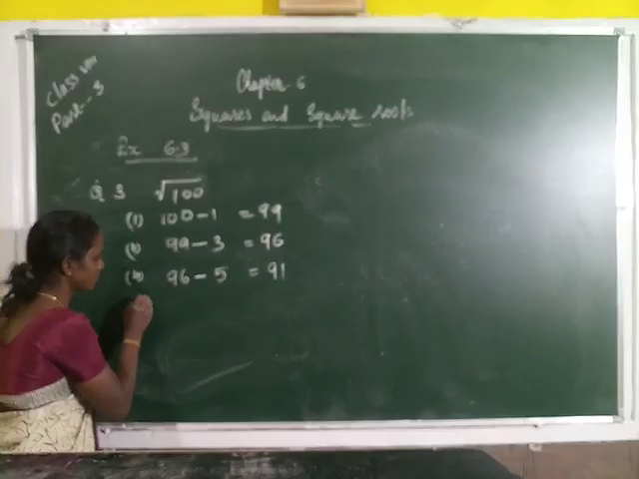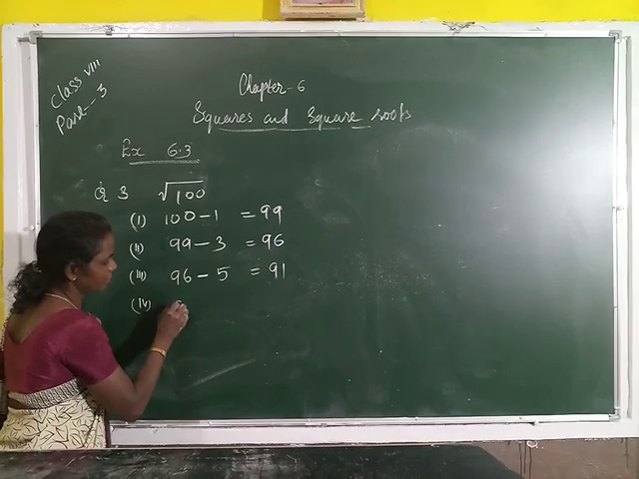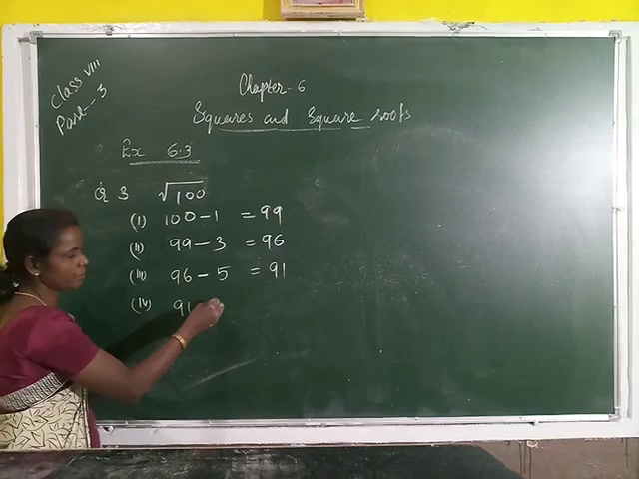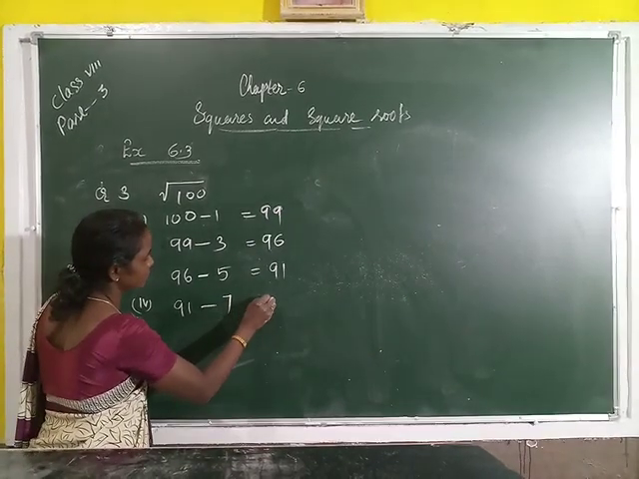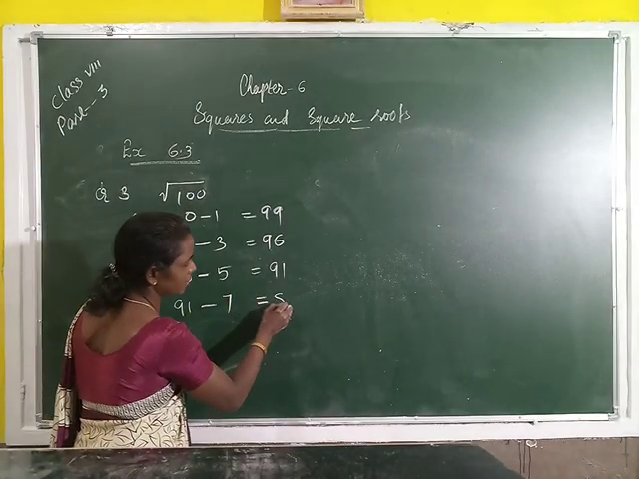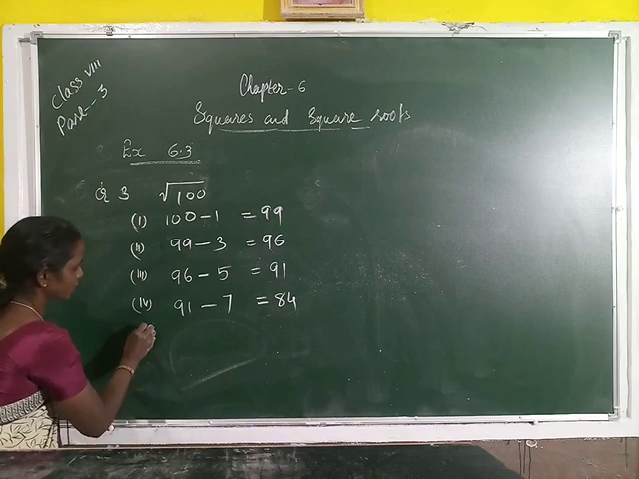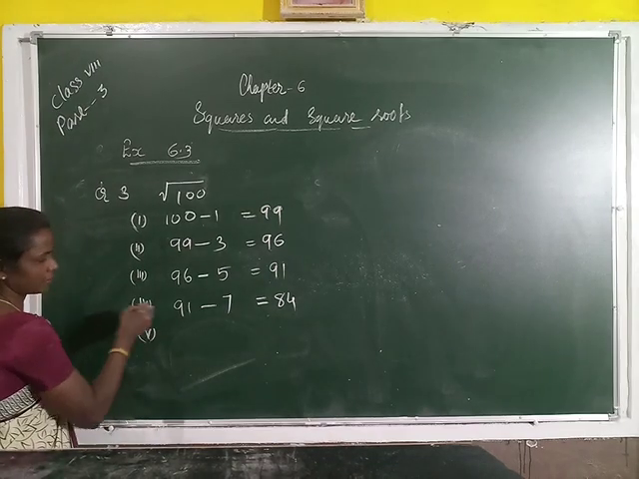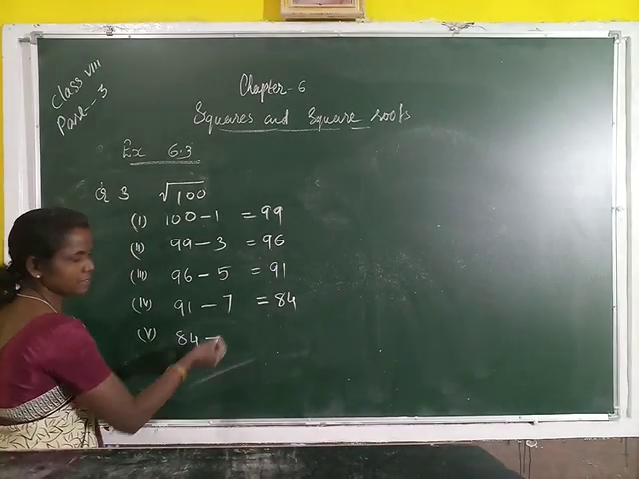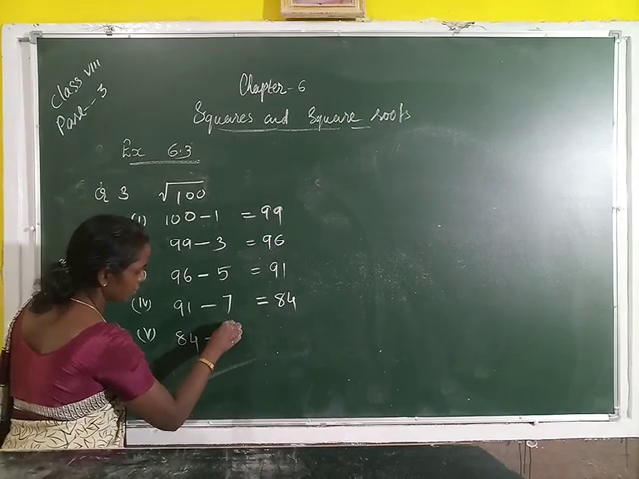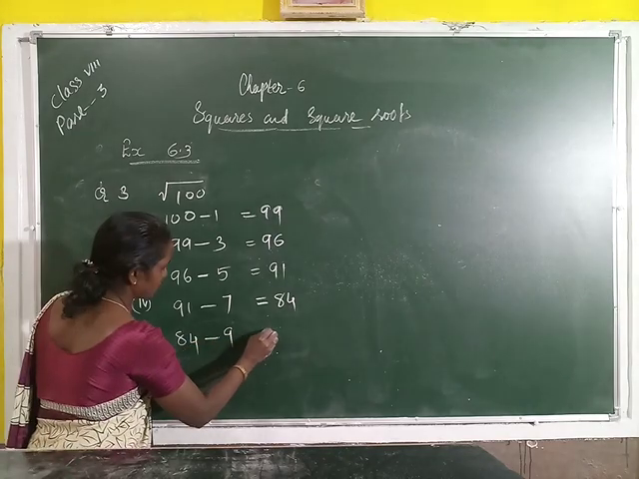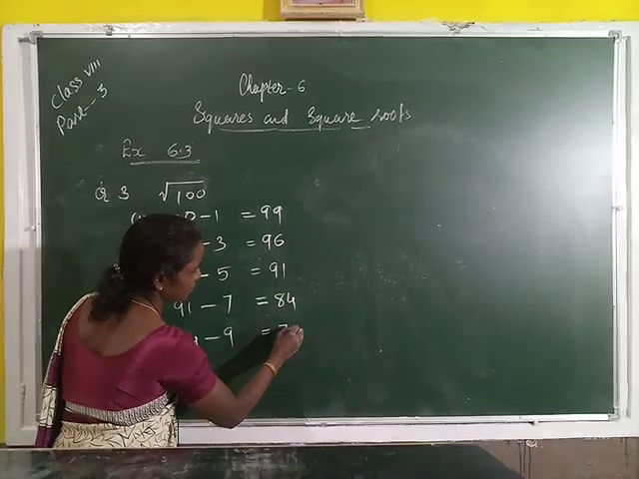Then the fourth step, look, 91 minus which number? After 5, the next odd number is 7. So 91 minus 7 is equal to 84. Then the next step, fifth: 84 minus the next odd number, 9. Then 84 minus 9 is equal to 75.